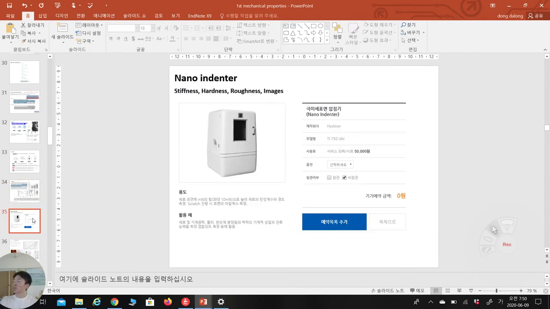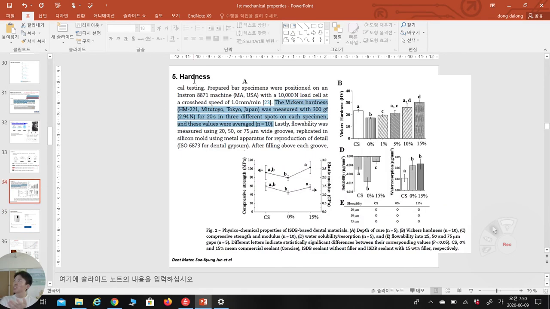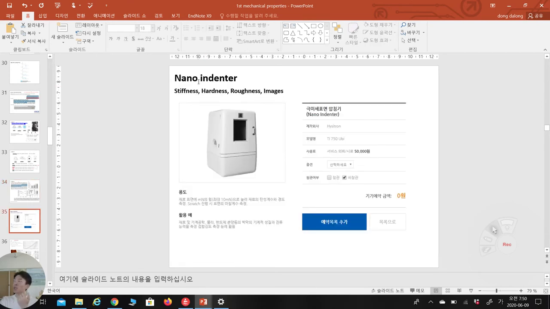As I said before, with this hardness machine, unfortunately, we can only measure the hardness. But another machine, named the nano indenter, can measure hardness, stiffness, and roughness, and also images all together. This is in our link center. Once you make any biomaterial, you can get these four values at the same time when you use the nano indenter. But the price is a little bit expensive.